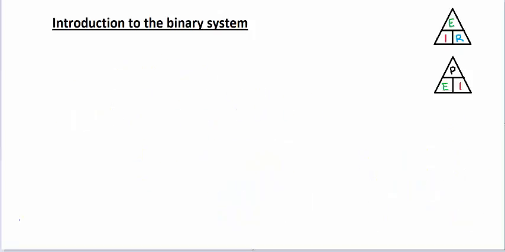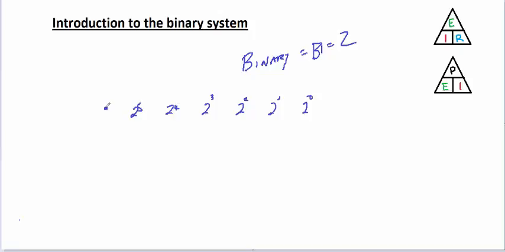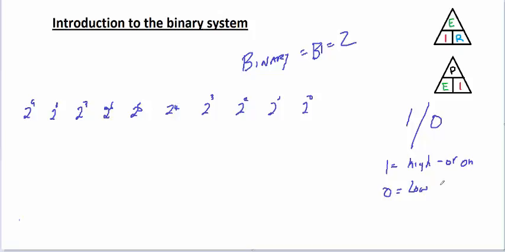Now in the binary system, bi means 2, binary. Think of it the same way as the last one that we did, and I'll put 2 to the 0 and 2 to 1, 2 to 2, 2 to 3, and I guess up to 2 to 9. We'll go to there. And the binary system uses 2 numbers, basically. It uses a 1 or a 0. When we think of the 1, we think of this as being high or on. And then 0 is low or off.